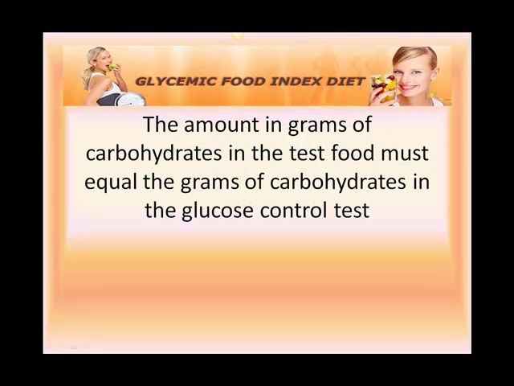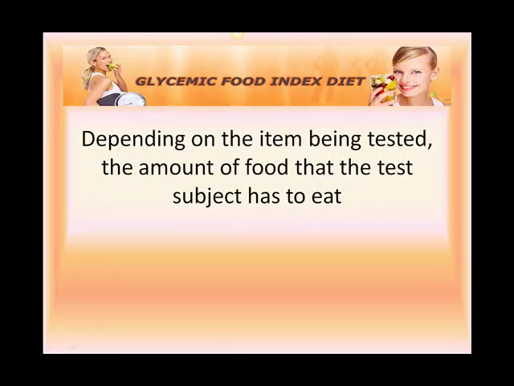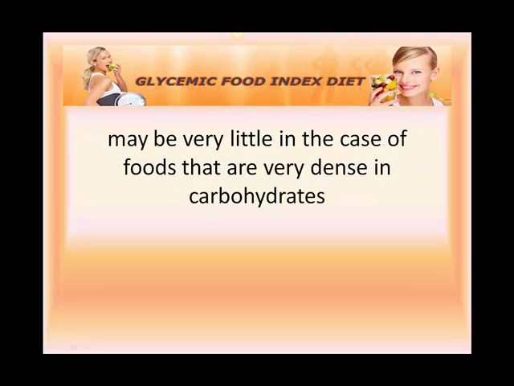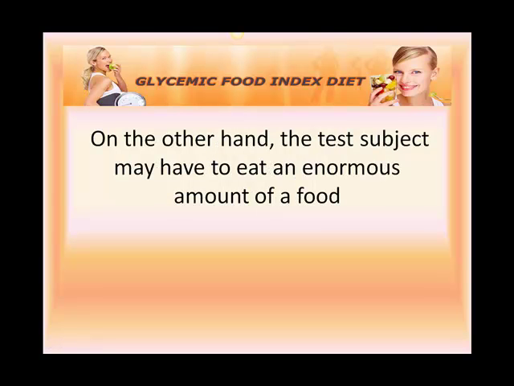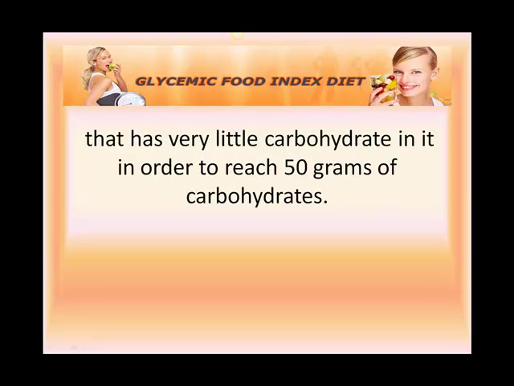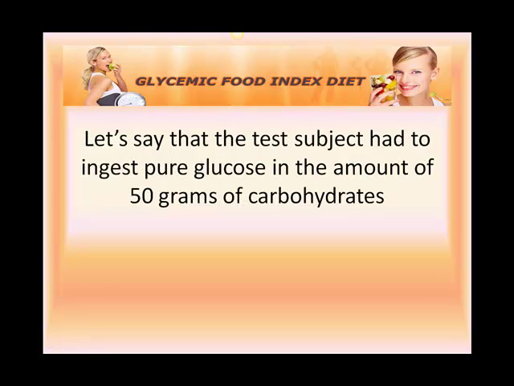The amount of grams of carbohydrates in the test food must equal the grams of carbohydrates in the glucose control test. Depending on the item being tested, the amount of food that the test subject has to eat may be very little in the case of foods that are very dense in carbohydrates. On the other hand, the test subject may have to eat an enormous amount of food that has very little carbohydrate in it in order to reach the 50 grams of carbohydrates.